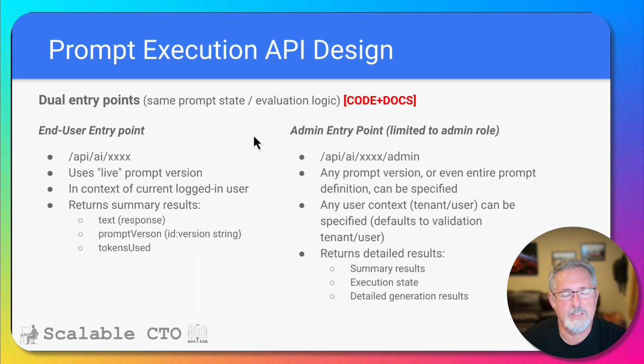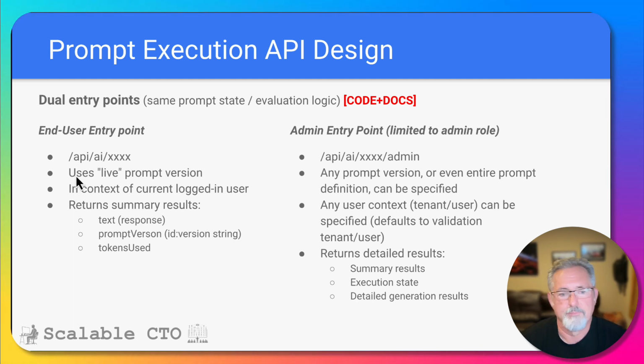And then the prompt execution API design. For each one of these endpoints, we basically have an end user endpoint that's API/AI/name of the endpoint. And we have an admin version of that same endpoint that can only be called by the admin role. That's /admin tacked onto the end. The user entry point is basically what the client application calls. It uses the live prompt version that's configured. It's called in the context of the current logged in user, and it returns a summary of results. Really basic, just the text, the prompt version string, and the token count.